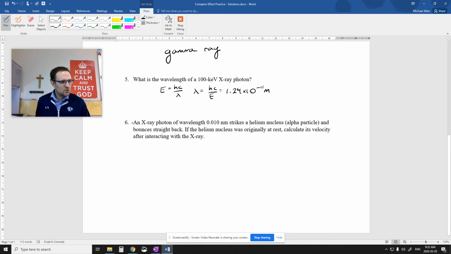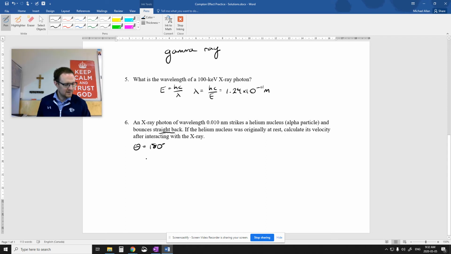So an X-ray photon strikes a helium nucleus, an alpha particle, and bounces straight back. So that's going to be key. It bounces straight back. So if it bounces straight back, that means my deflection angle theta is 180 degrees. So this is the largest it could be. Calculate the velocity. If the helium nucleus is originally at rest, what's the velocity after this interaction?